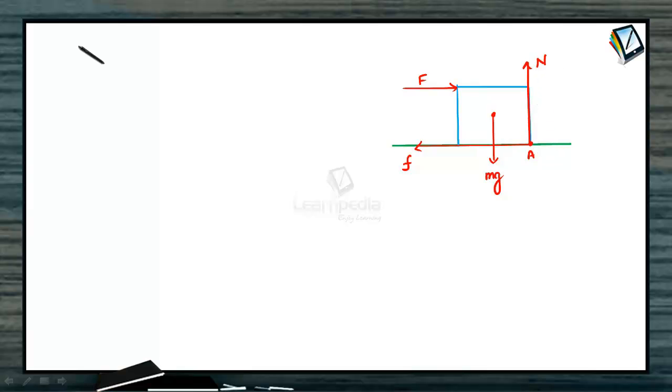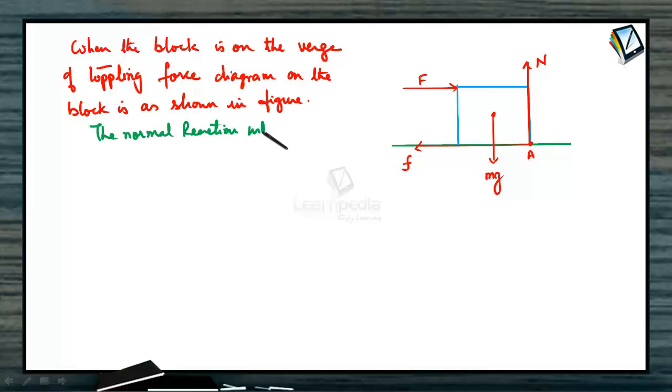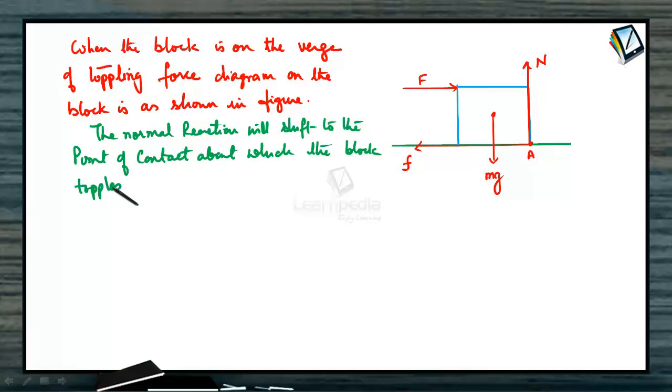This is N. One point we should note: when the block is on the verge of toppling, the force diagram on the block is as shown here in the figure. The normal reaction will shift to the point of contact about which the block topples. So normal reaction will shift about point A. One more point to note: the block will slide if this capital F is greater than the limiting value of friction force, and that is equal to mu mg.